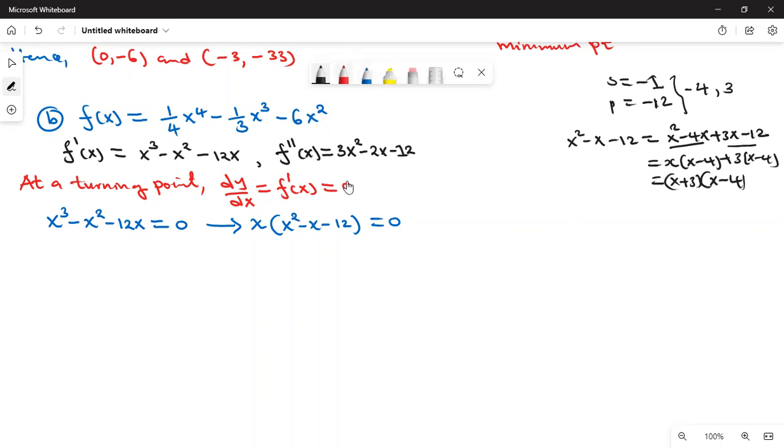So go back to our equation here. We'll have x times (x plus 3) times (x minus 4) equals 0. So from this equation, it is clear that either x equals 0, or x plus 3 equals 0, which means x equals -3, or x minus 4 equals 0, which means x equals +4.